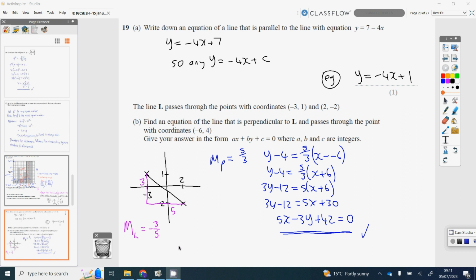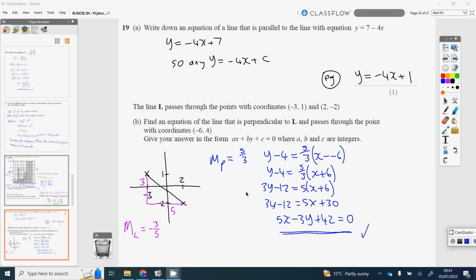We're being asked to find the equation of a line which is perpendicular to L. So to work out the gradient of this line that's perpendicular, you take the gradient of L and you flip it over. So no longer 3 over 5, but 5 over 3, and you change the sign. So no longer negative, but positive. So the gradient of my new line is 5 over 3.